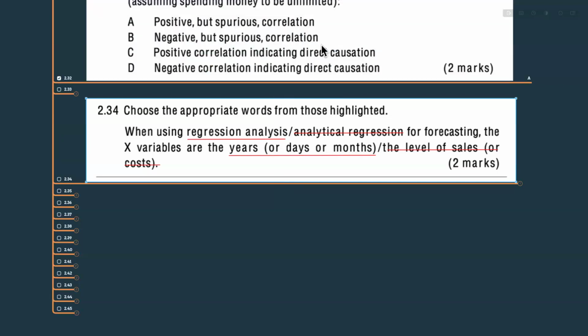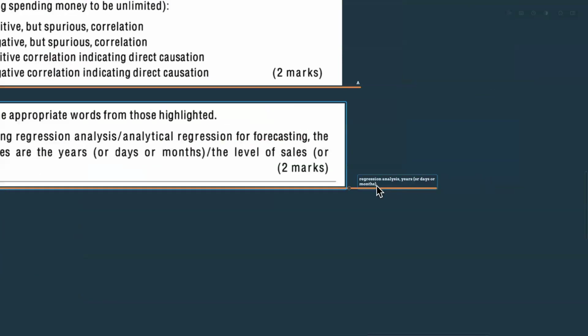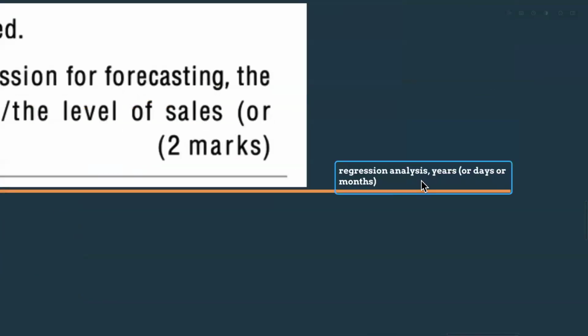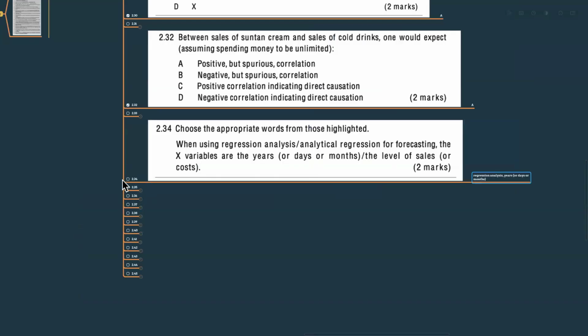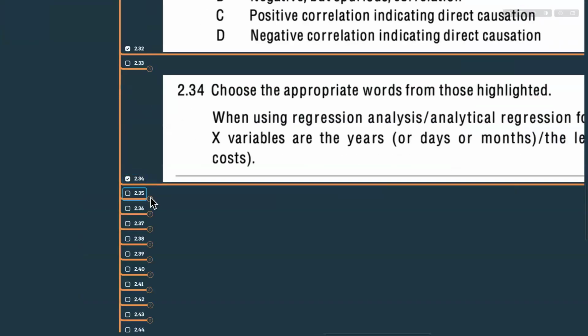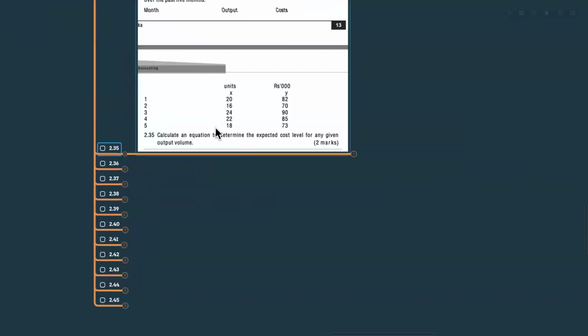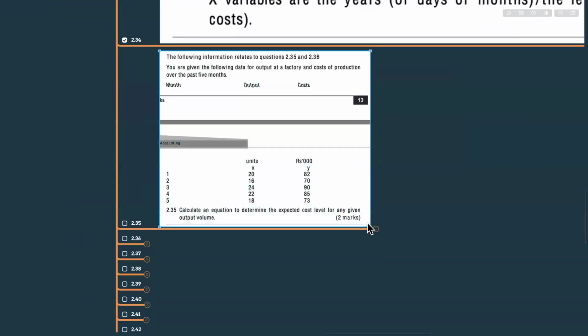Right. So let me clear the drawings here. So the actual answer is going to be like this. Regression analysis, years or days or months. Right. So that you have to know. And 2.35. Right. So this is a question I'm expecting.